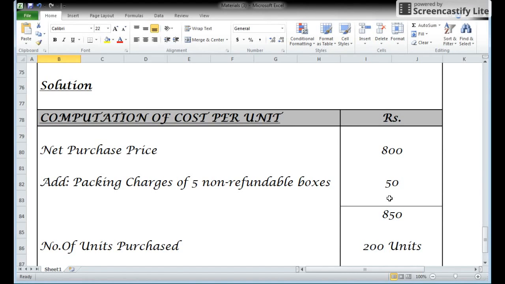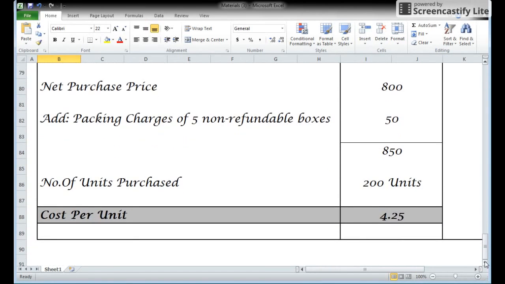This has been added because obviously it is connected with the purchase. So the total number of units purchased is 200 units and cost per unit comes to 4.25 per unit. The total cost came down because you didn't consider the excise duty which is refundable. You ignored the cash discount part.